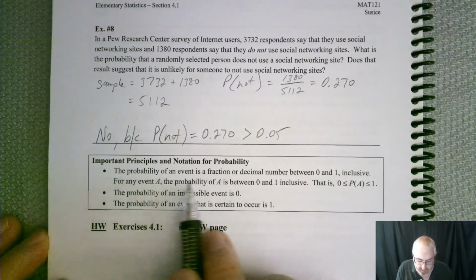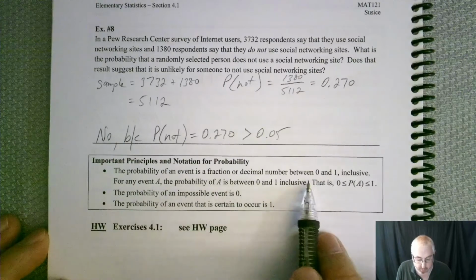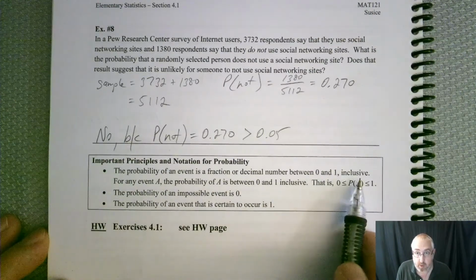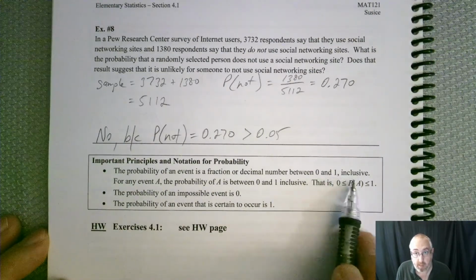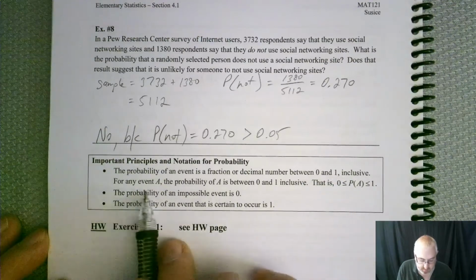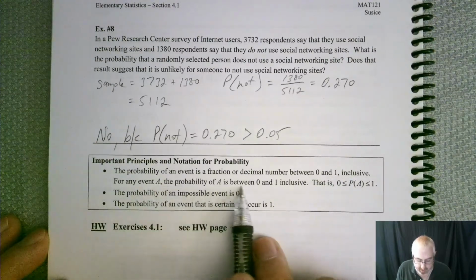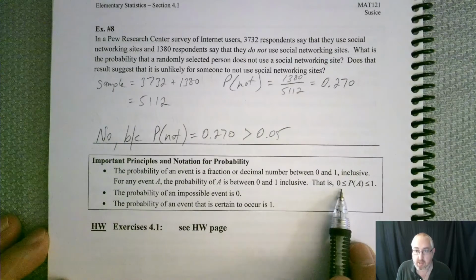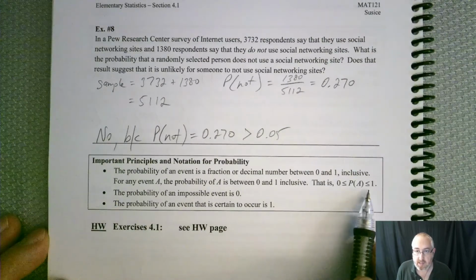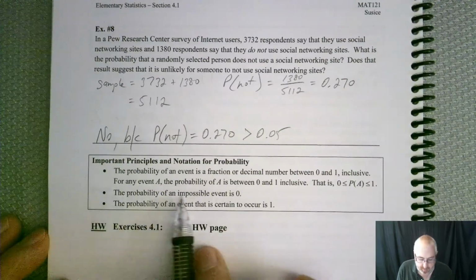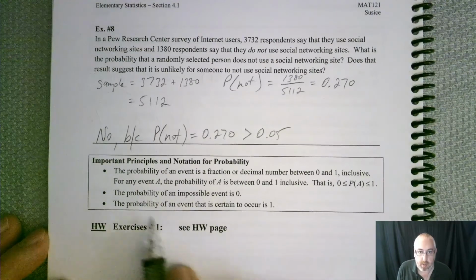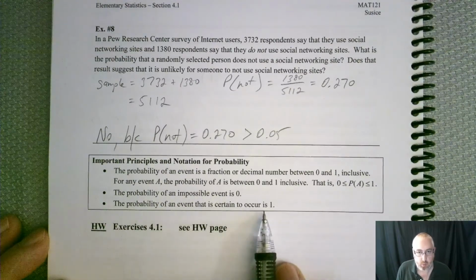So the probability of any event is a fraction or decimal between 0 and 1 inclusive. So it could be 0 or it could be 1. That's what inclusive means. For any event A, the probability of A is between 0 and 1. That is, 0 is less than or equal to the probability of A is less than or equal to 1. The probability of an impossible event is 0. The probability of an event that is certain to occur is 1.